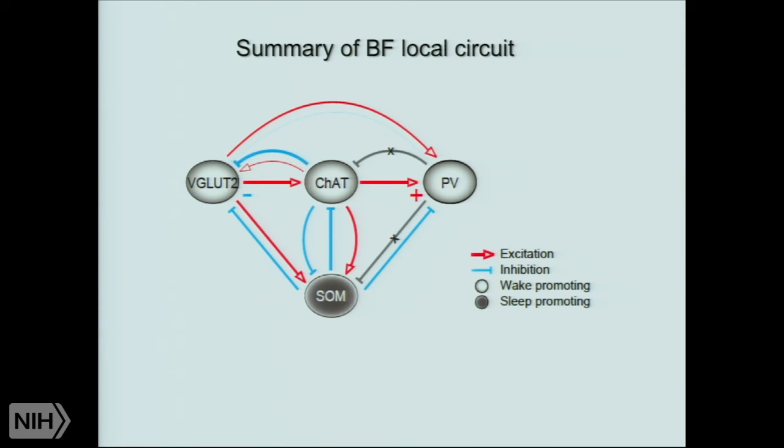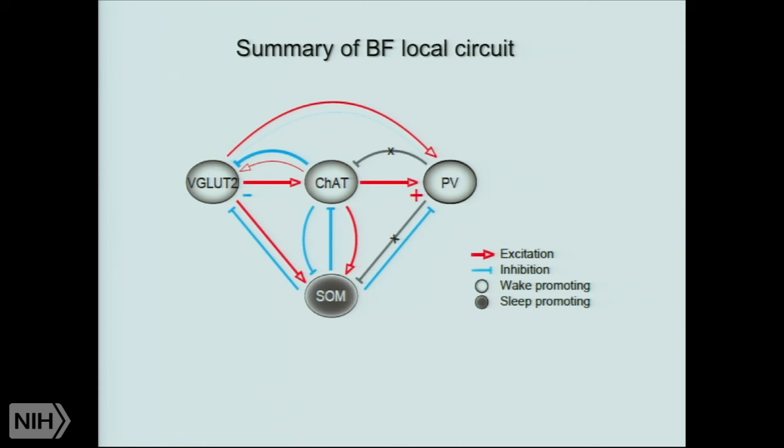So these are the 3 wake-promoting neurons. I'm using a light circle to represent them. This is the one cell type that promotes non-REM sleep. So what we found is that the wake-promoting neurons seem to be organized in a hierarchical chain with the glutamatergic neurons at the top, because these guys actually excite both the cholinergic neurons and also the PV neurons. Now, the cholinergic neurons, interestingly, excite the PV neurons, but they mostly inhibit the V-glut neurons, right?